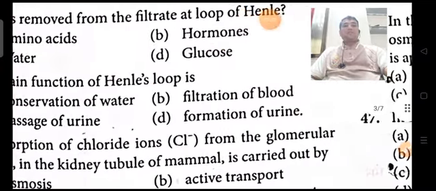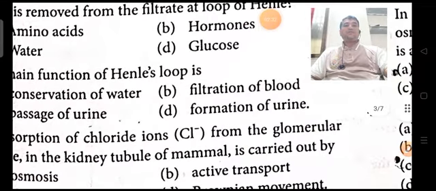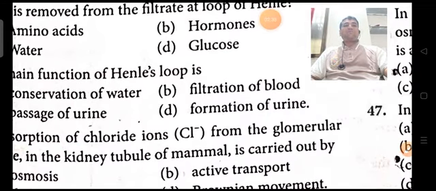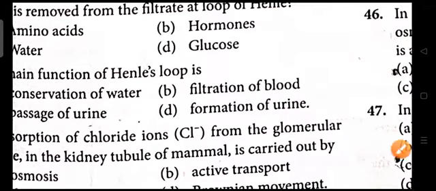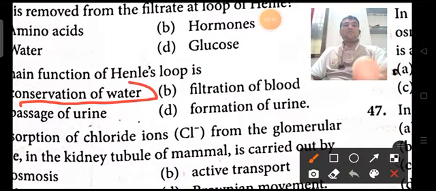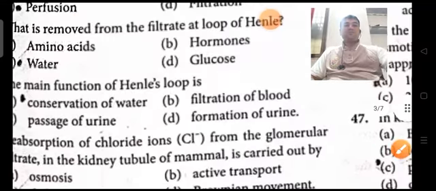Next, the main function of the loop of Henle is conservation of water, filtration of blood, passage of urine, or formation of urine. Formation of urine is the secondary function. The water osmotic balance is to be maintained. So here the conservation of water is the primary function of the loop of Henle.